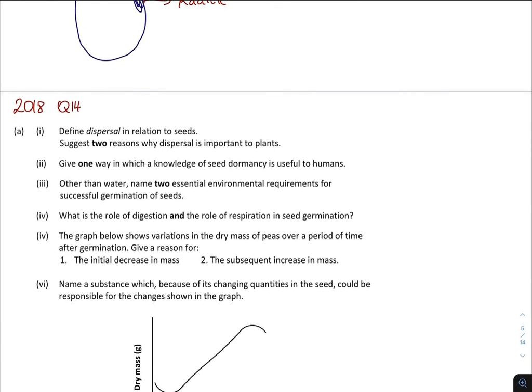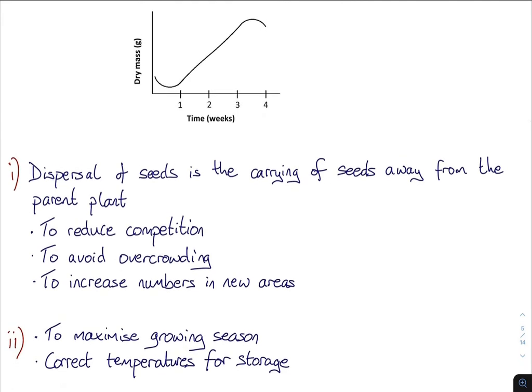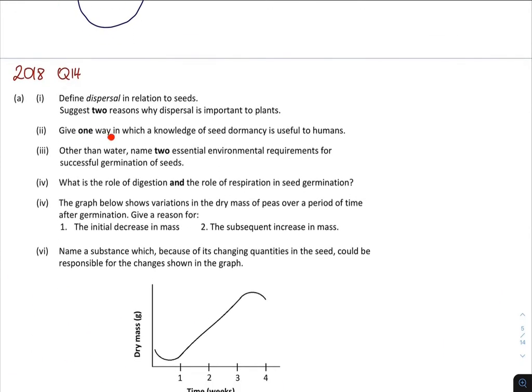Give one way in which the knowledge of seed dormancy is useful to humans. This question comes up quite often. So why do we need to know seed dormancy? Well, we need to know it to maximise the growing seasons, and also to have the correct temperatures for storage. Really, really important that you know this one. Now, I have 2 reasons here, and the reason I put in 2 is because quite often you're asked for 2 reasons, not 1. So just be careful with that. So, to maximise the growing season and to ensure that we have the correct temperatures for storage. That's why we need to know about seed dormancy.